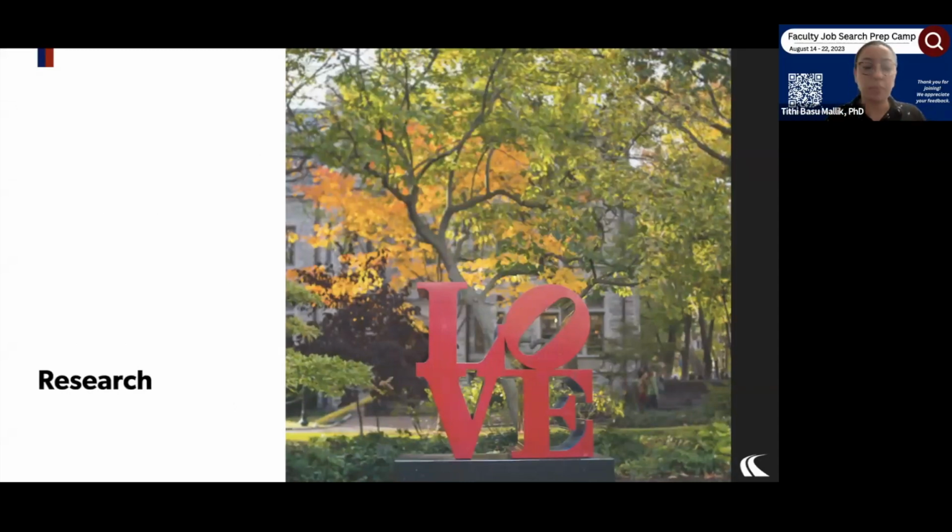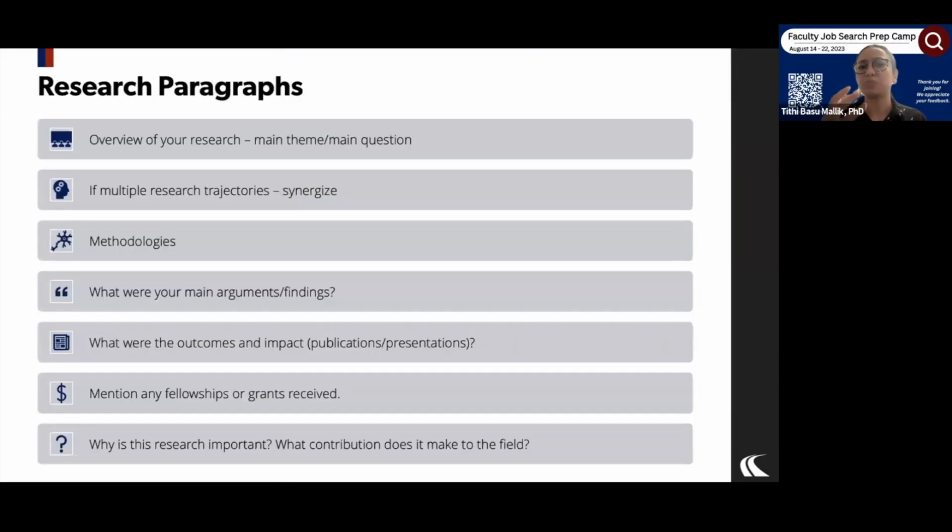So let's talk specifically about the research paragraphs. What goes in them? What are some of the things that you want to talk about? You want to start by providing an overview of your research. What was the main theme? What was the main question? If you had multiple research projects, then you want to try to synergize them and identify the key elements that tied your various research projects together.